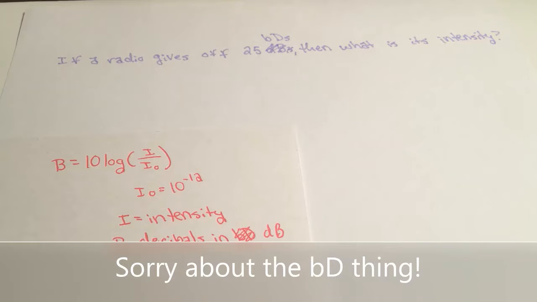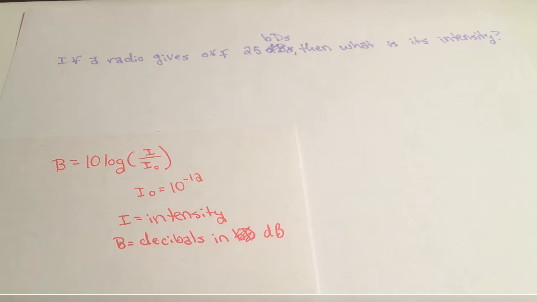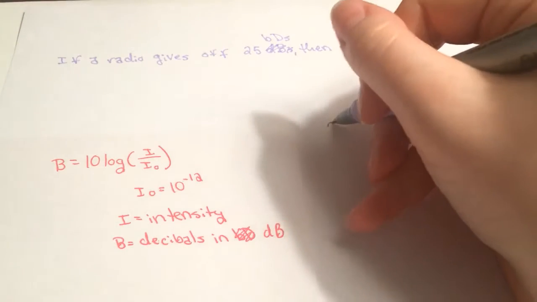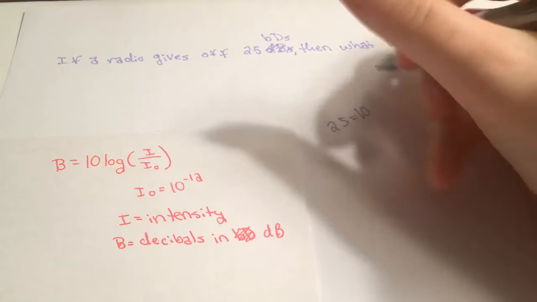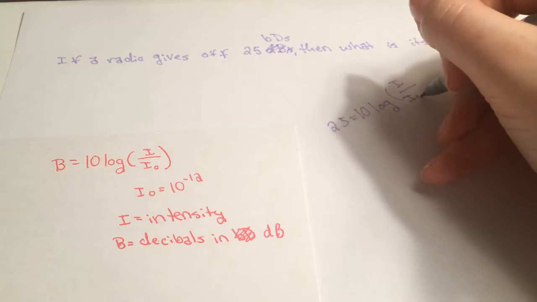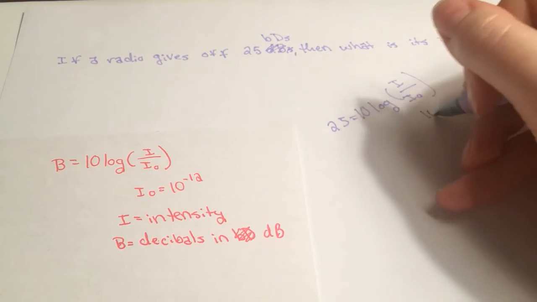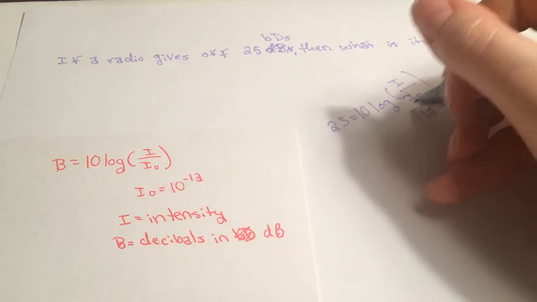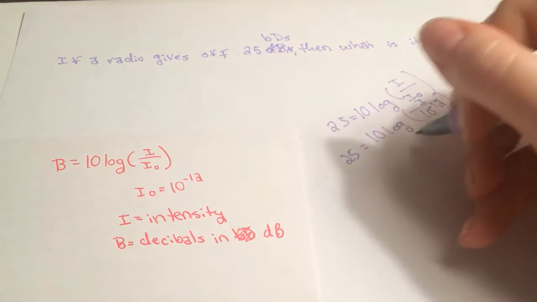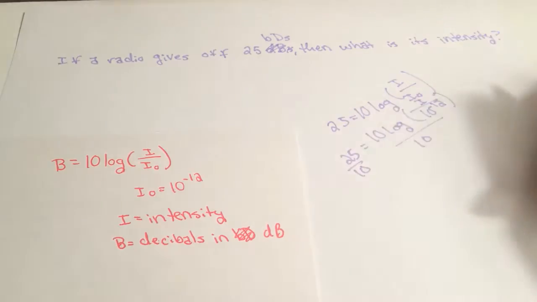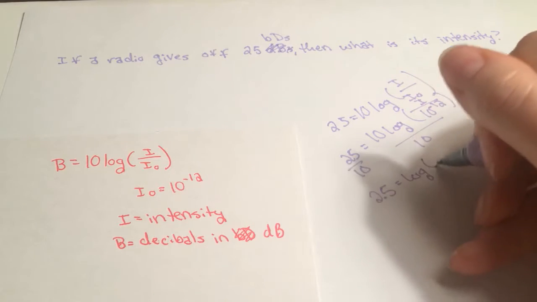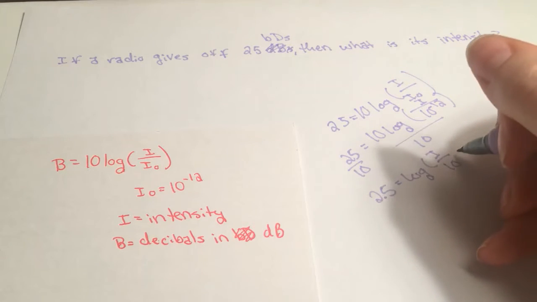If a radio gives off 25 dBs, then what is its intensity? Okay, so let's look at what we have. We have 25 equals 10 log I over I naught. We already know what that is. That's 10^-12. So I over 10^-12 times 10 log equals 25. So divide by 10, so that's 2.5 equals log of I over 10^-12.